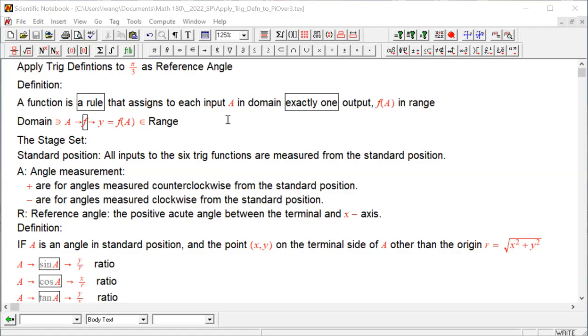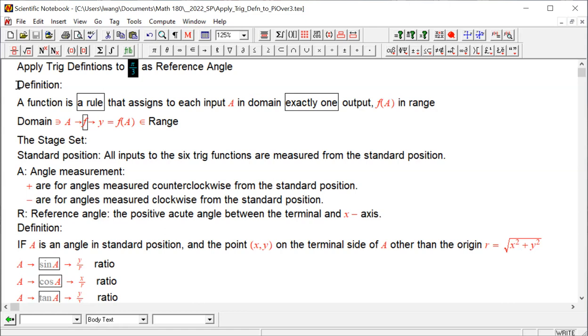Hello. In this lesson, we will continue to talk about the special angles and their important role in supporting us to view the function and to see the trig functions being applied to these special angles with special reference angle. So this one is pi over 3. This one is pi over 3.